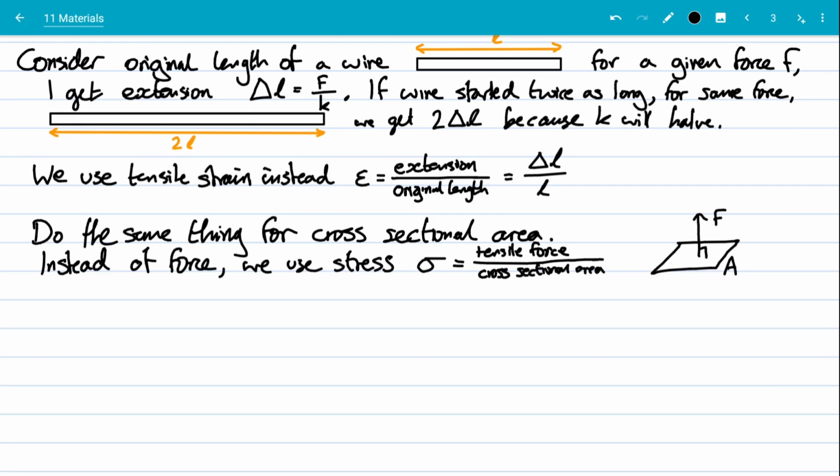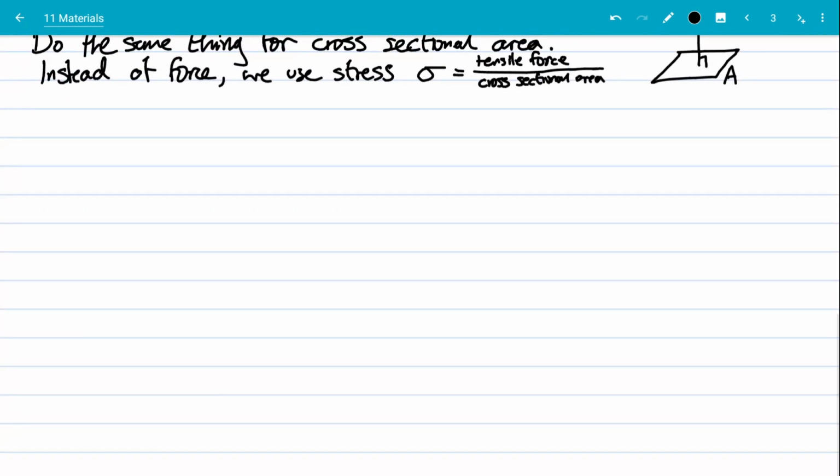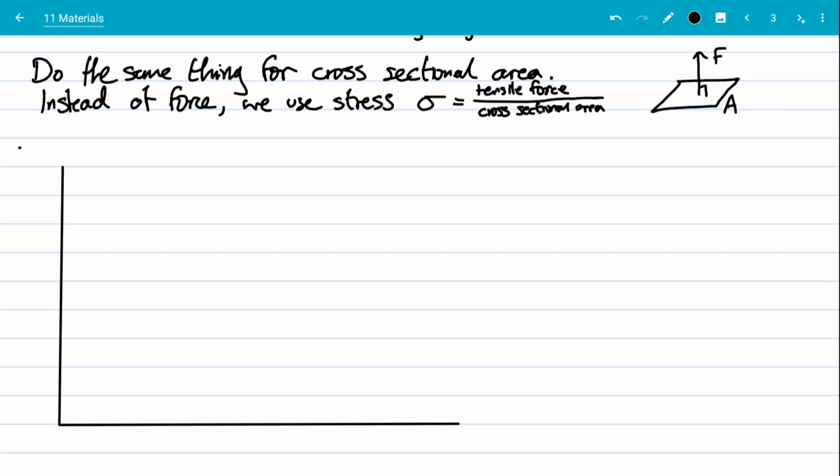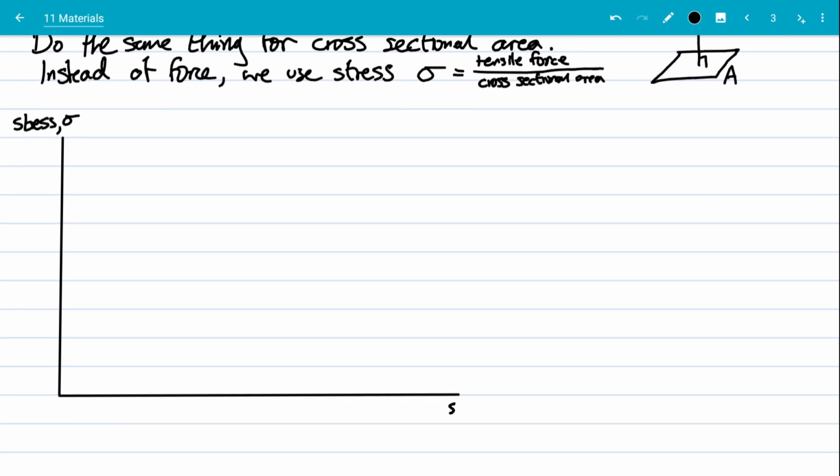Okay, so now our graph no longer has force and extension. Our graph now has stress and strain. And so let's have a look at what that would look like for a material. And I'm going to do this nice and large here. It's now independent of geometry. We've got stress, and we use the symbol for that. And we've got strain. And these are tensile stress and tensile strain.